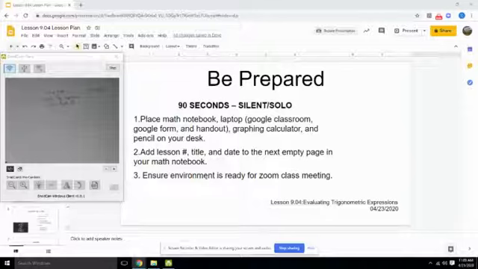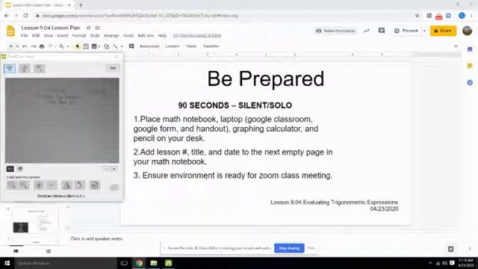For today, we'll be looking at evaluating trig expressions. At this time, please get prepared. Please place your math notebook, laptop, graphing calculator, and pencil on your desk. Please make sure you have your Google Classroom open, your Google Forms and handout ready, so that we can get through this with good standing.